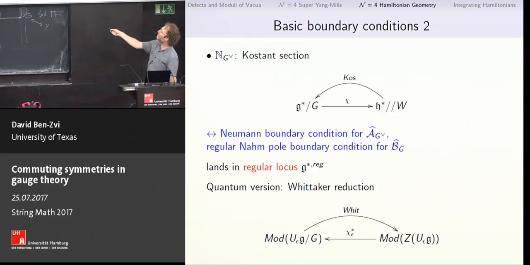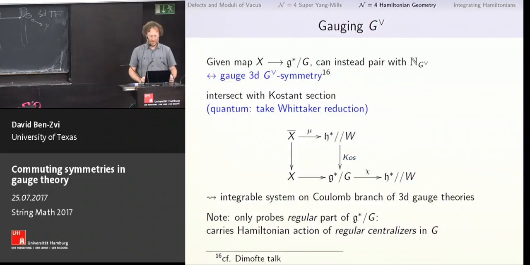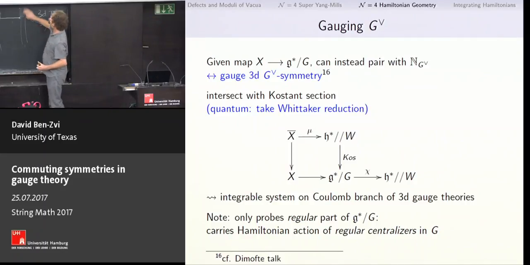And here's a map from a Poisson space to G dual mod G. So that's an example of one of my boundary conditions. This is also called the regular Neumann boundary condition for G. And there's a quantum version of this which goes by the name Whittaker. But again, just like before when I intersected with Dirichlet, I can intersect with Neumann, or sandwich with Neumann.